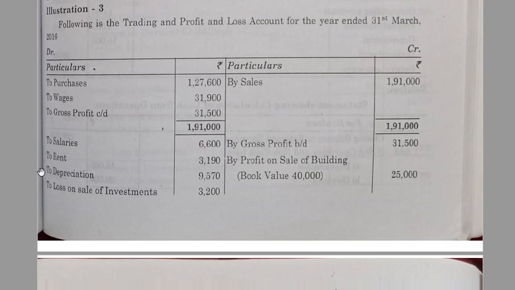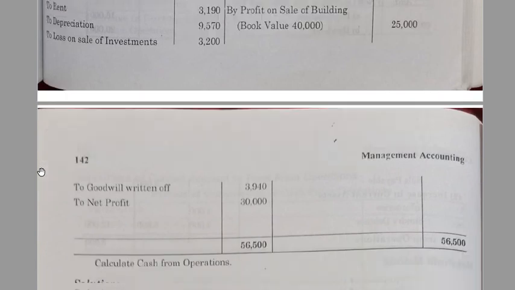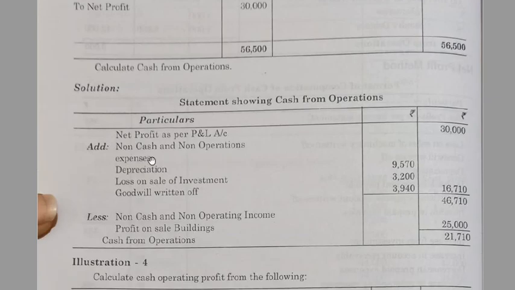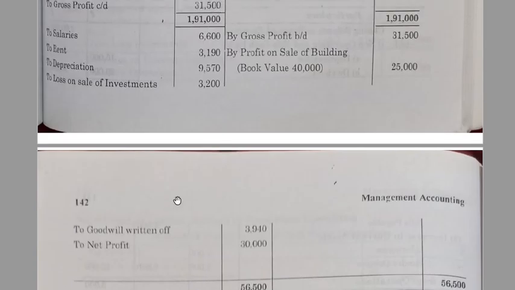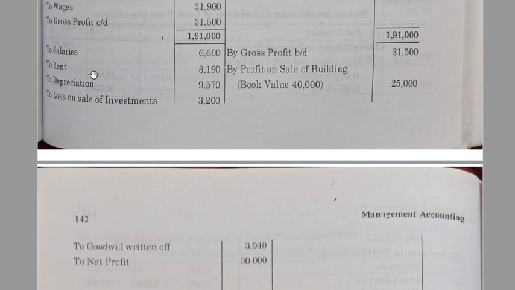salaries, depreciation, loss on sale of investment, and goodwill written off. Rent, salaries, if you see, it does comes part of the operation activities. Rent also is a part of the operation activity. Depreciation is a non-operating or a non-cash expenses. Loss on sale of investment is a non-operating expenses. Goodwill written off is a non-cash expenses.